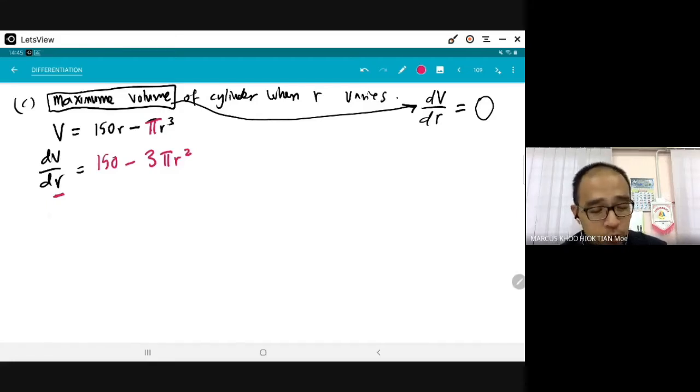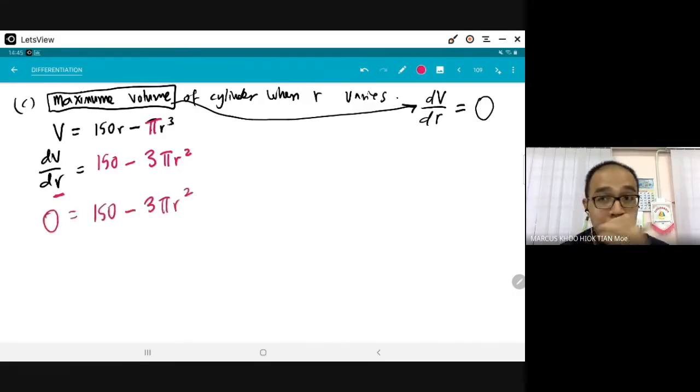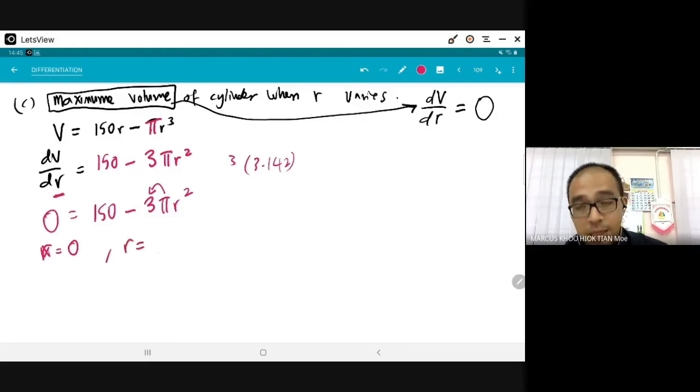Then after that you do the same thing. dV/dr equals to 0, 150 minus 3 pi r squared. At this stage, what you can do is substitute the pi inside if you want. So 3.142 times 3, and then you use the equation solver. You will get some strange answers, but the process is the same. You will get 2 values: r equals to 0 and r equals to something.